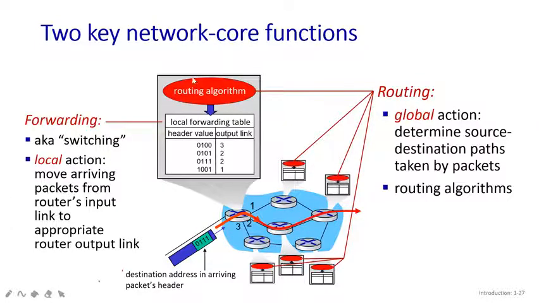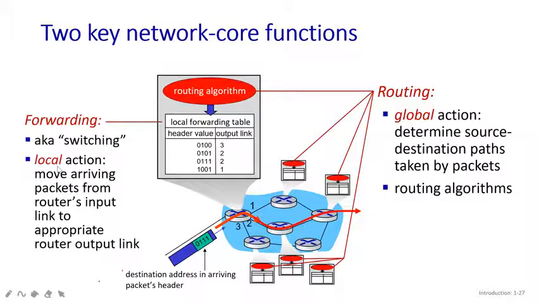Generally, this routing algorithm concentrates on the shortest path algorithm. So it will automatically find out the route by which the packets can reach the destination very fast without loss of packets. That is the job of the routing algorithm. That's the reason this is known as the routing algorithm's global action.